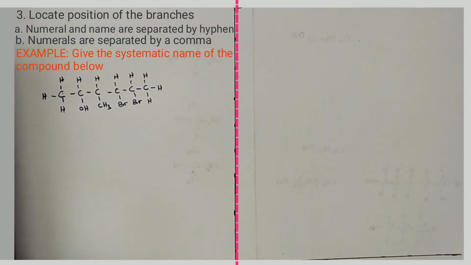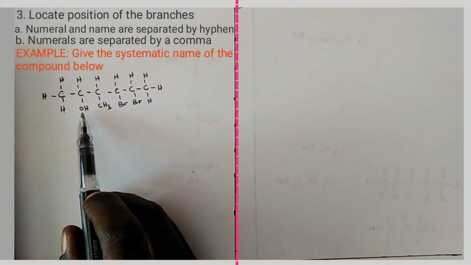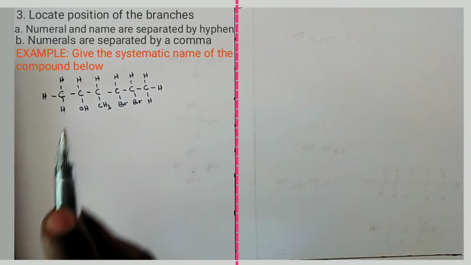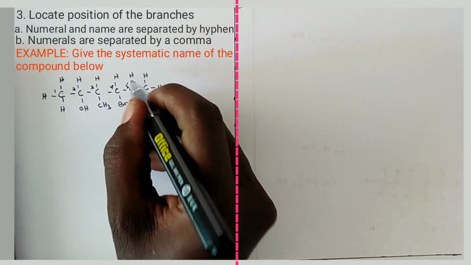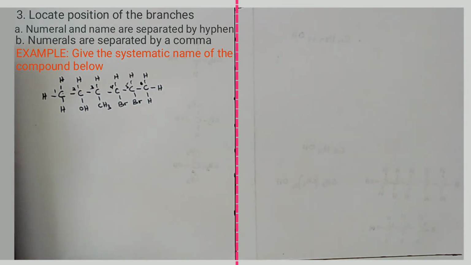So the longest carbon chain has got 6 carbon atoms. So the prefix of the parent name will be hex. Now the next step, number 2, you're told to number the carbon atoms from the end near the hydroxyl group. If you look at this structure, the hydroxyl group is nearer on the left hand side than on the right hand side, so I begin numbering from here: 1, 2, 3, 4, 5, 6. So the parent name for this compound therefore becomes hexan-2-ol.